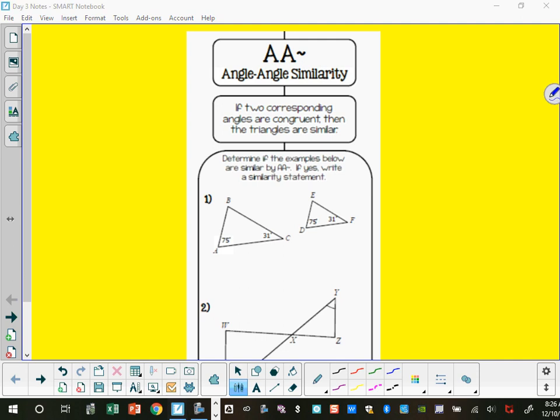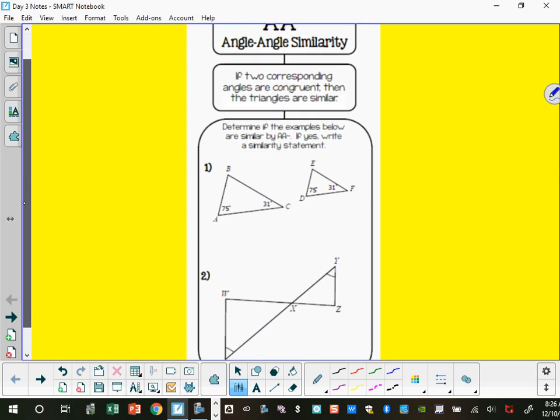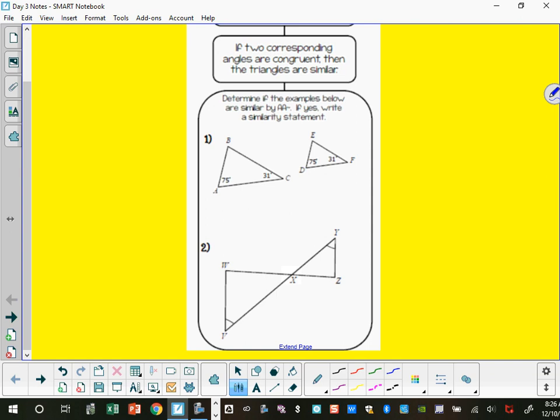When you write this out, you have to put the A, and then the little tilde sign, the little squiggly line. So take a look at angle similarity. It says if 2 corresponding angles are congruent, then the triangles are similar. So we need to prove that these 2 triangles are similar based on the angles. Let's take a look at number 1.